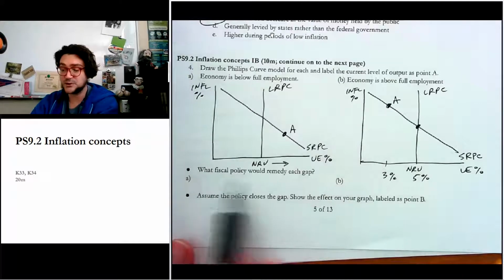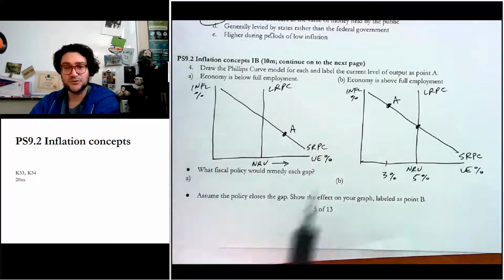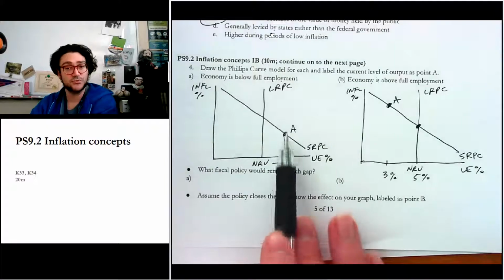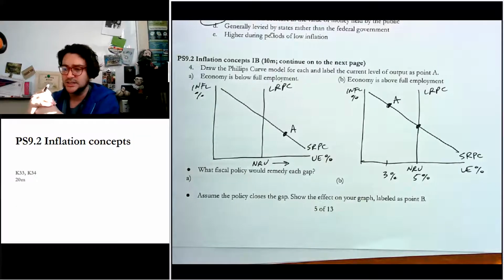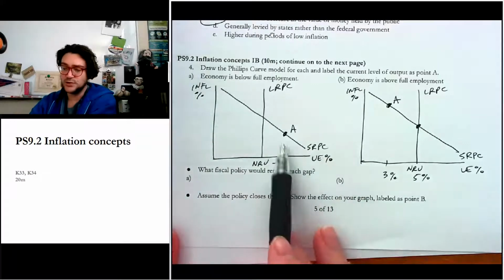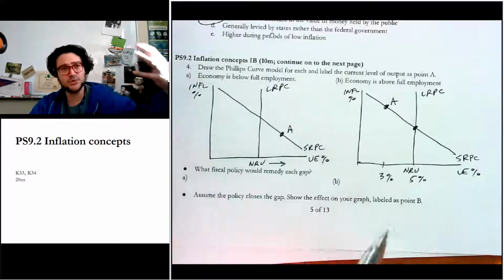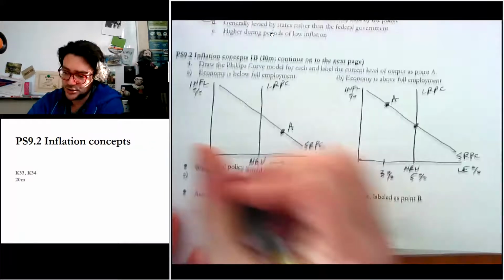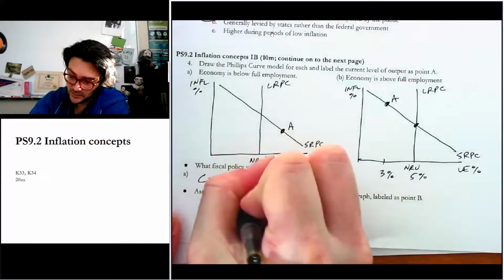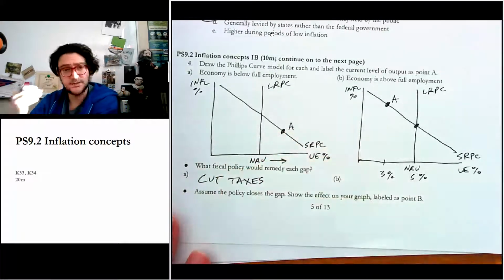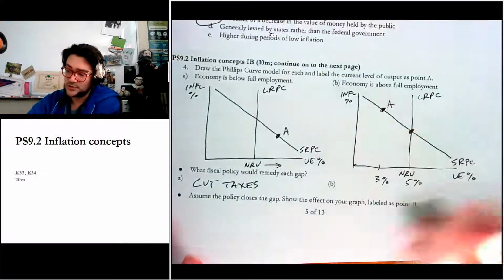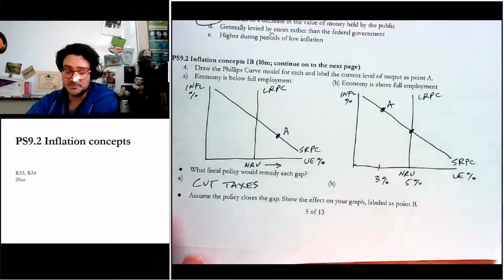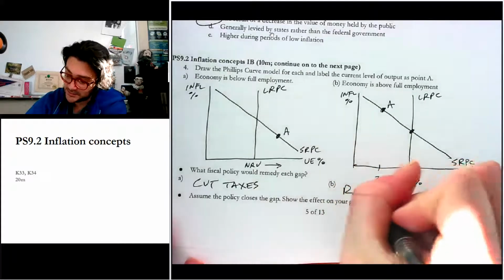So it says here, what fiscal policy would remedy each gap? If you were at this point A, for example, you're below full employment, what would you do? And remember, fiscal policy is government spending, government taxes, government transfers. And so you would want to help people, in the sense of boosting aggregate demand. So maybe you cut taxes for this one. You could also say increase transfers. You could also say increase spending, right? For B, what would we do if we're above full employment? Well, we'd do the opposite. So you could raise taxes.